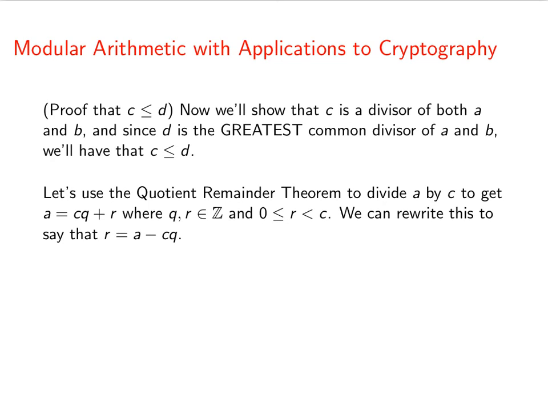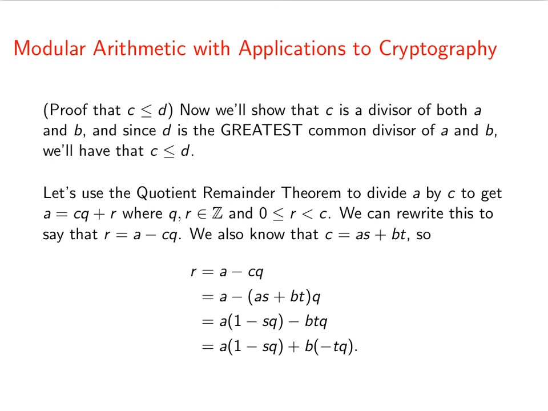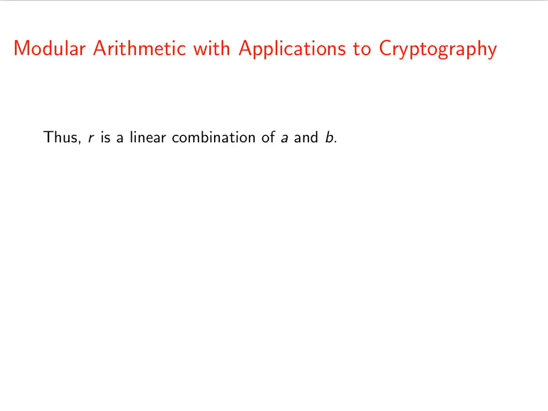Now we'll rewrite this and we'll get r is equal to a minus cq. And we also know that c is equal to as plus bt. So let's plug that in. We plug in the c and then do a little bit of algebra, and we end up with r is equal to a times (1 minus sq) plus b times (negative tq). I'm not going to walk through all the algebra. That's not all that important. What is important is that r is a linear combination of a and b.